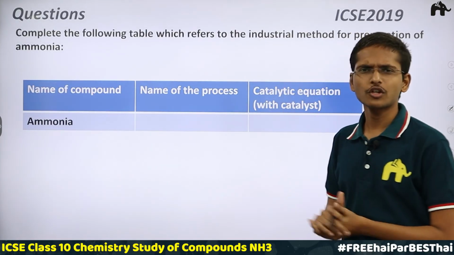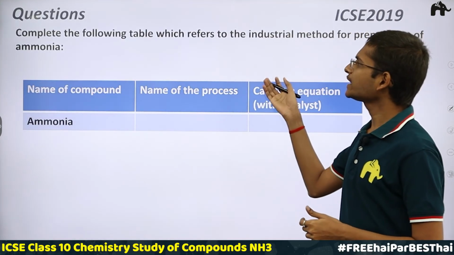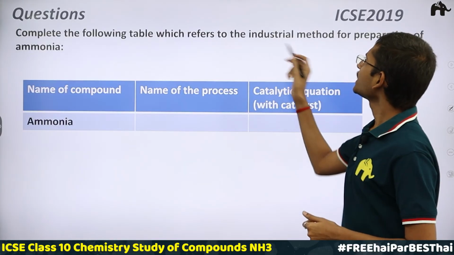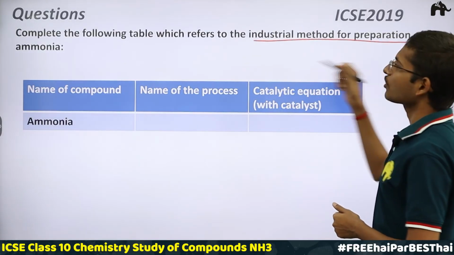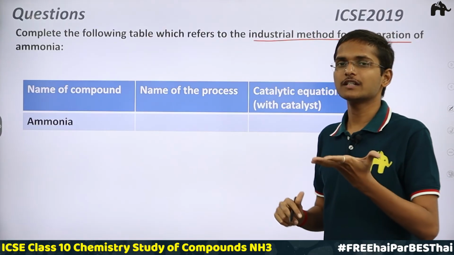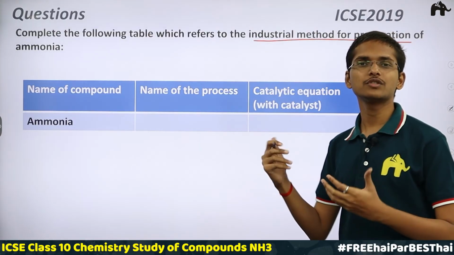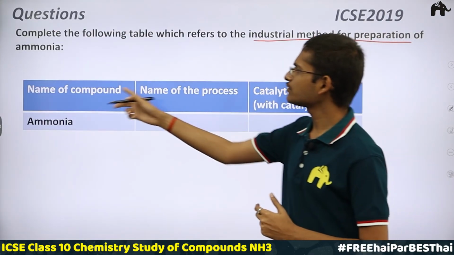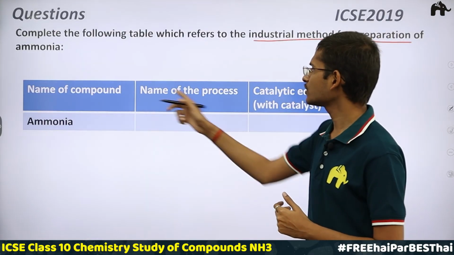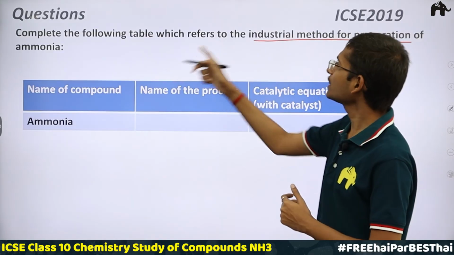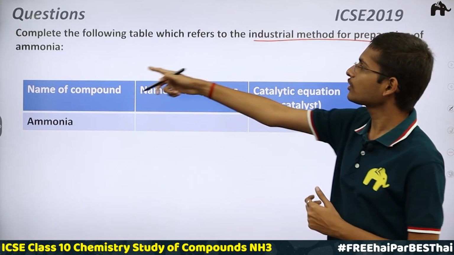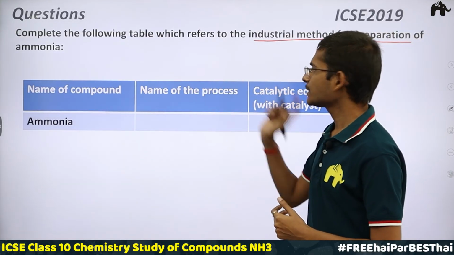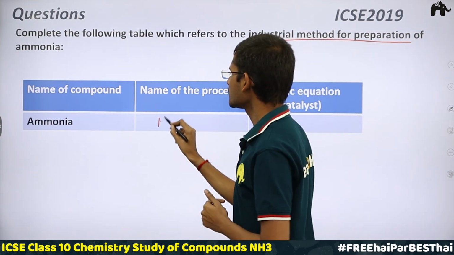Now see, some simple questions are also being asked like this. Complete the following table which refers to the industrial method for the preparation of ammonia. I have already told you which method is used in industries to prepare ammonia: Haber's process, right? We have studied it very extensively. So the name of the compound is ammonia, and the name of the process for its production is Haber's process.